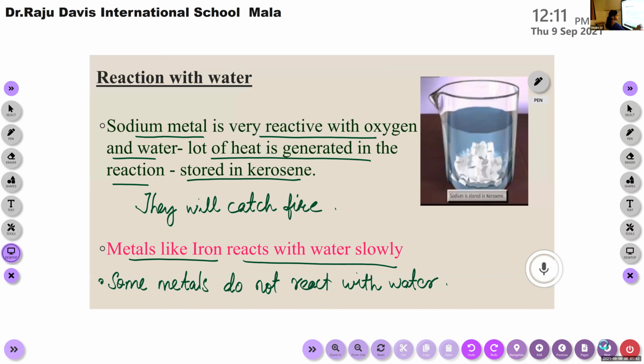Okay. Have you completed the slide, children? Reaction with water? Yes, ma'am. All of you? Yes, ma'am. So that's about the case of metals' reaction with water. Okay, the next one is about non-metals.